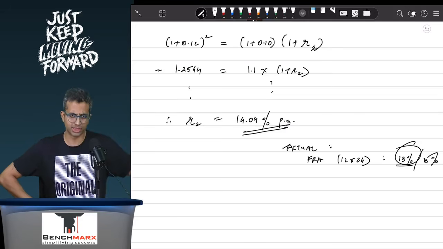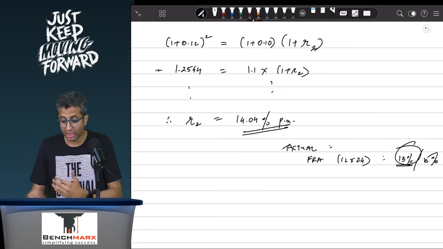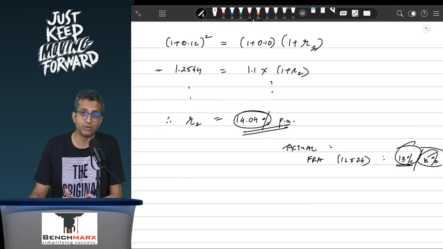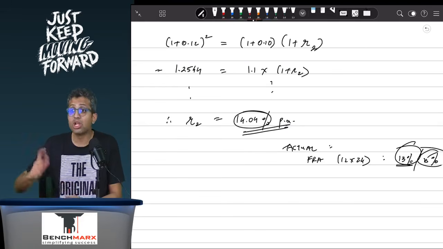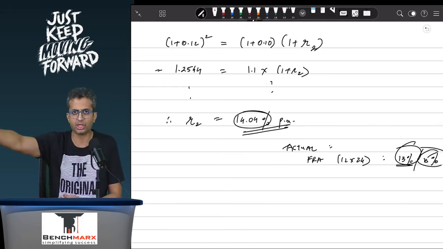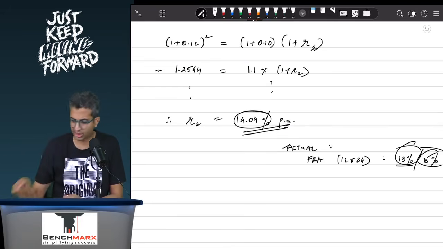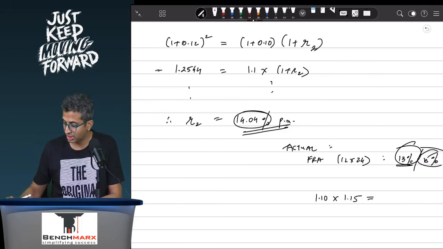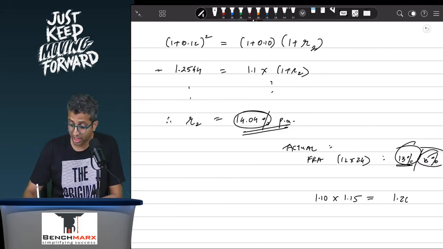Or if the rate was 15%, I would say that, well, it is cheaper to borrow at the rate of 12%. So I can borrow at the rate of 12% because my theoretical FRA is 14.04. Actually, it is available at 15. Then ideally, I would love to deposit at 15, not borrow at 15. So I will deposit in the second year at 15, I will also deposit in the first year at 10%. So if I do that, actually I will be sitting at 1.1 into 1.15.